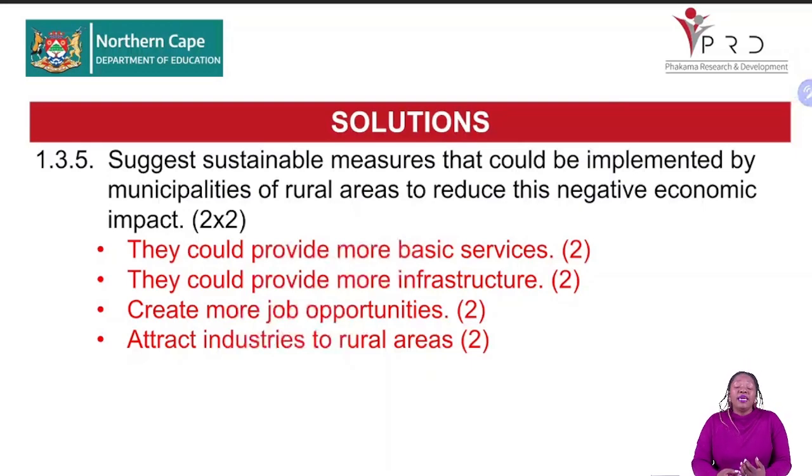Also the creation of job opportunities. Most of the people move because of unemployment. So if they create more job opportunities in the rural area, that could stop people from moving to other areas. And also, attract industries to the rural areas. Remember, if industries are attracted to the rural areas, it means the people in the rural area will be able to have these job opportunities we are talking about.